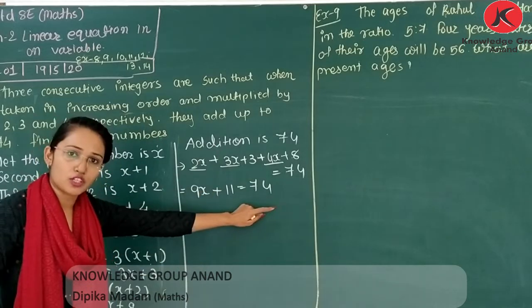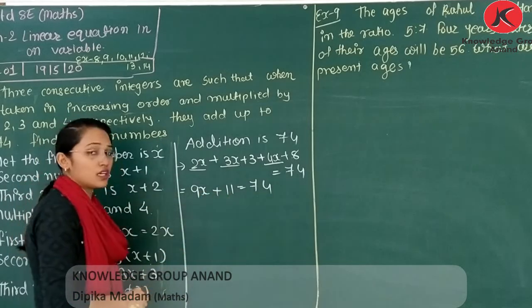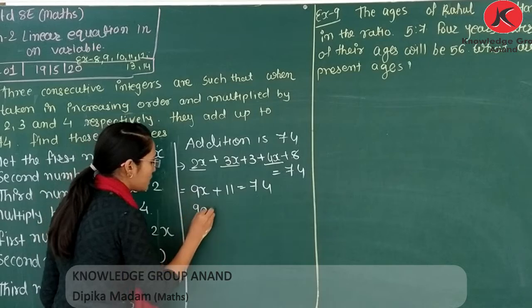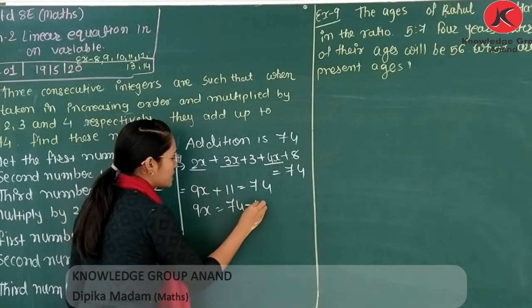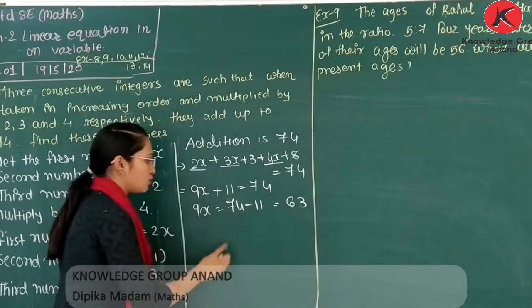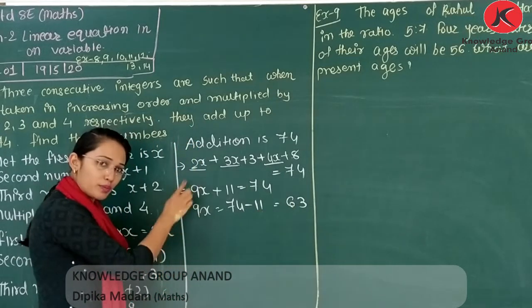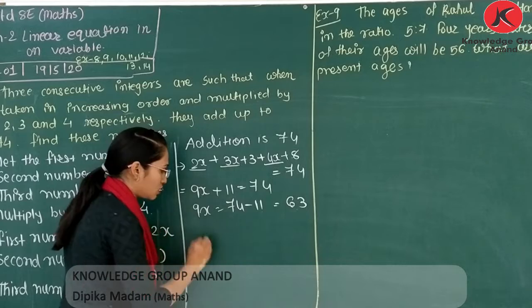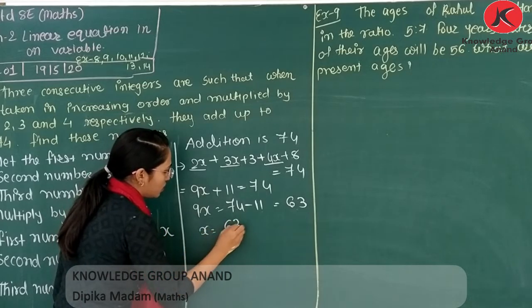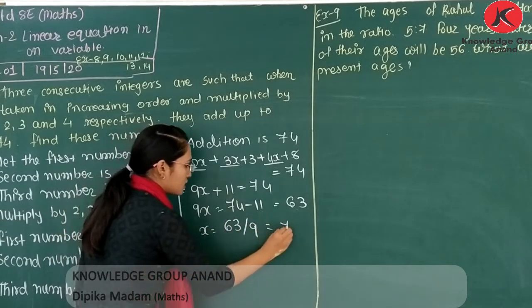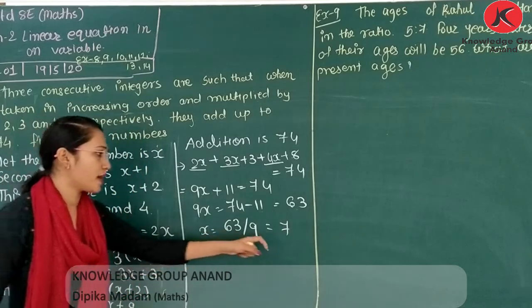11 will be a subtraction on the right side because it is an addition on the left side. So 9x is equal to 74 minus 11, that is 63. Now 9x is in multiplication, so we divide 63 by 9. So x is equal to 63 by 9. It is 7. What is the value of x? 7.